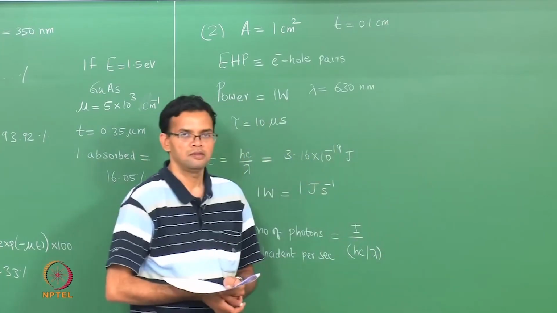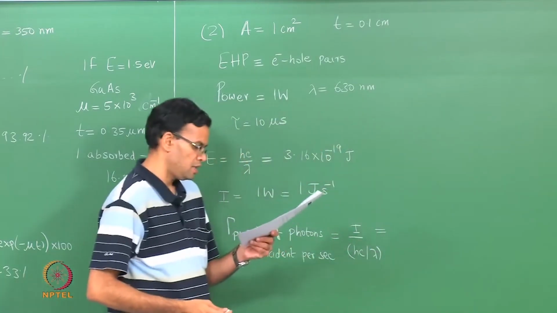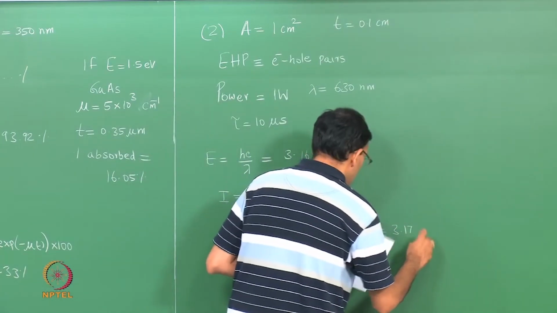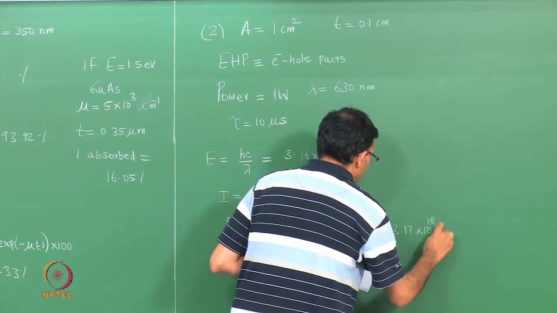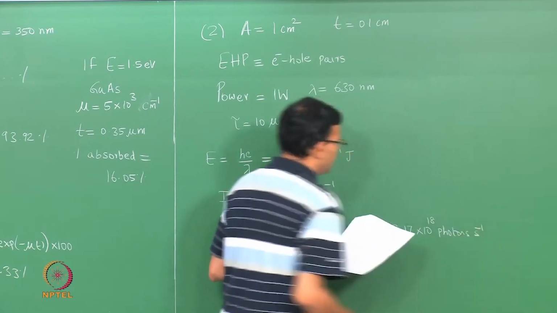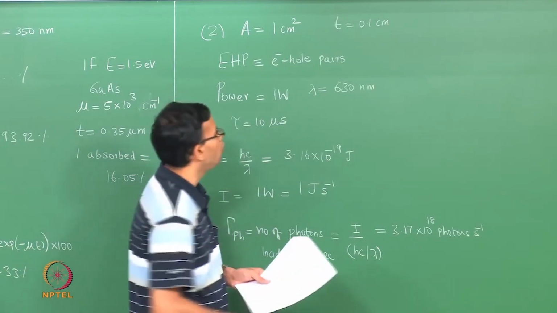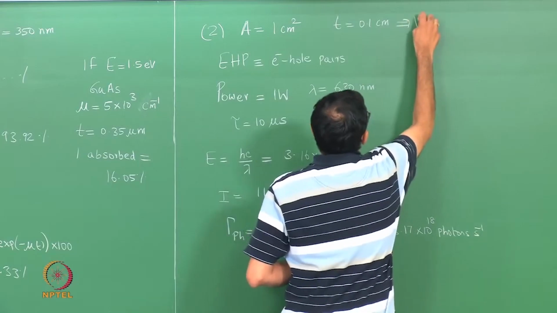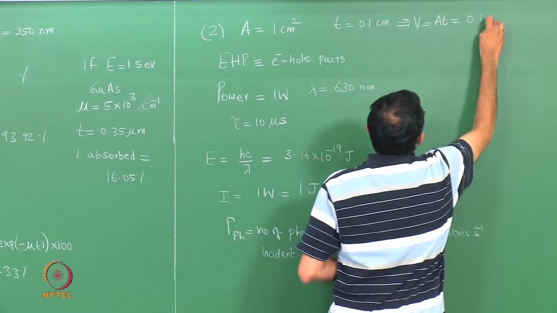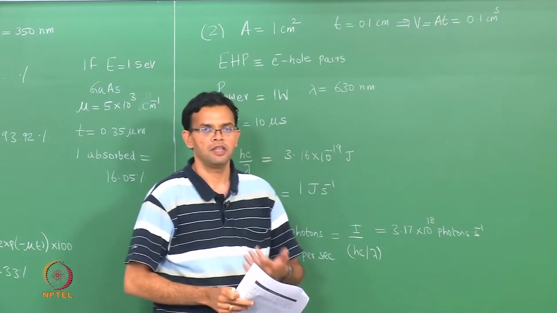So, I divided by hc over lambda. So, we can plug in the numbers. This works out to be 3.17 times 10 to the 18 photons per second. So, we also want to calculate the electron hole pairs per unit volume. So, volume is nothing but A times T. So, 0.1 centimeter cube. So, this we can divide by the volume.